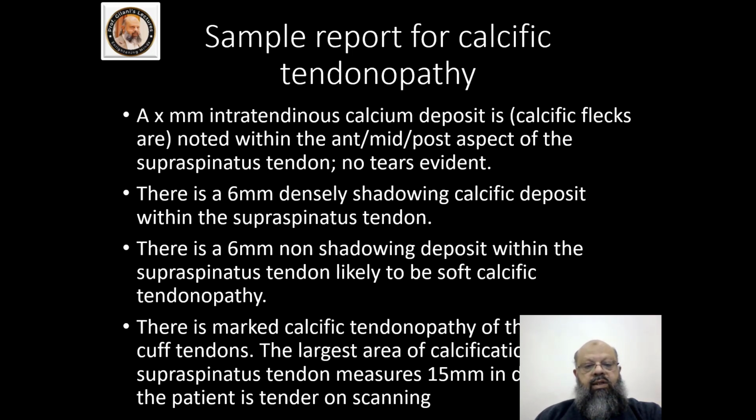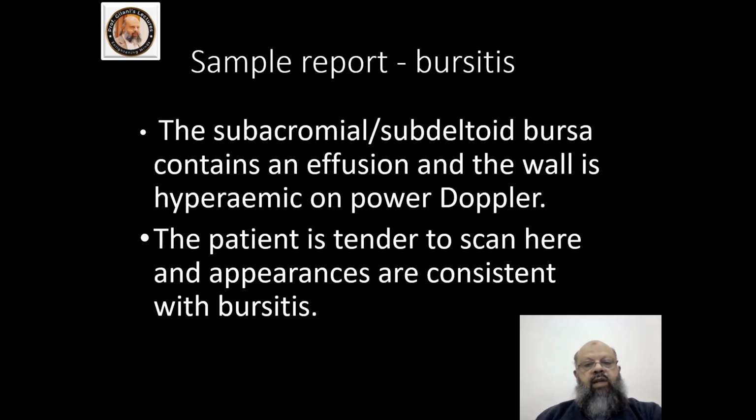There is marked calcific tendinopathy in the rotator cuff tendon. The largest area of the calcification in the supraspinatus tendon measures 15 mm in diameter and the patient is tender on scanning. We can have these options, which can be mentioned depending upon the appearance of the calcification, its size, its location, etc. Then is the sample report for bursitis, how we will report it.